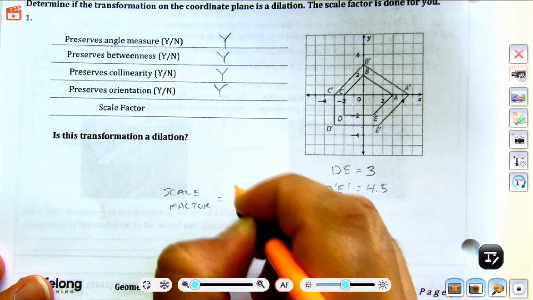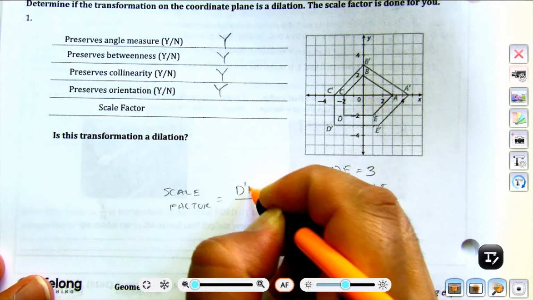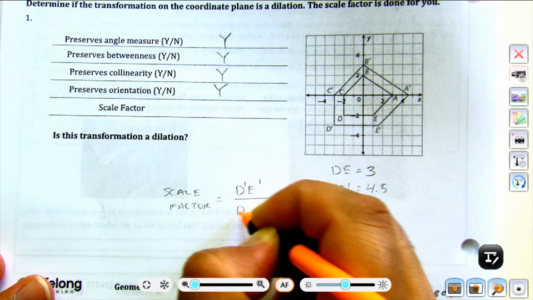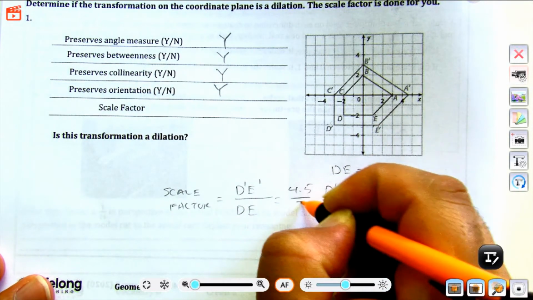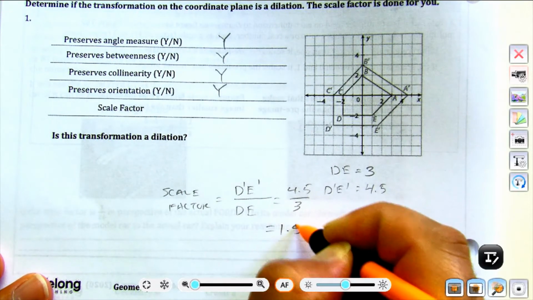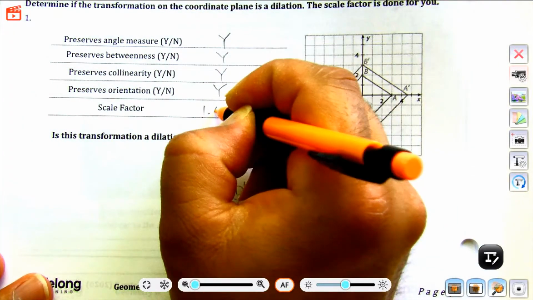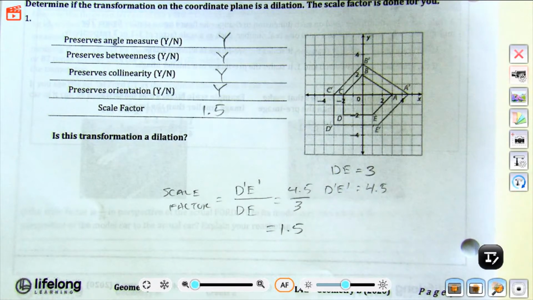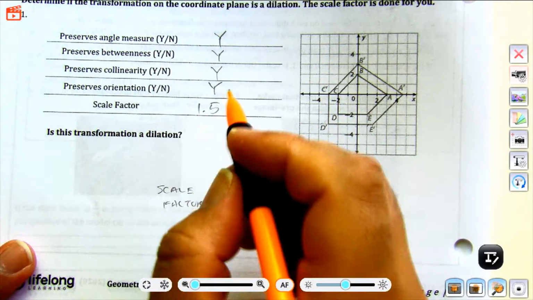We're going to divide, or find the ratio of, the image over the pre-image. So 4.5 over 3, and that is equal to 1.5. So the scale factor is 1.5. Okay. Next, is this transformation a dilation? So you would put yes.